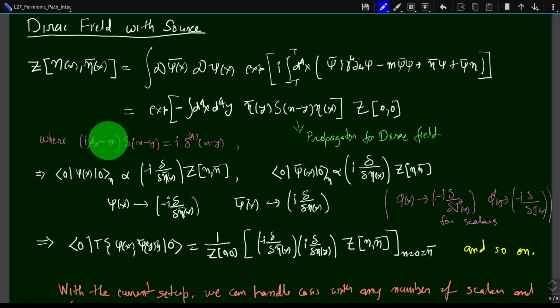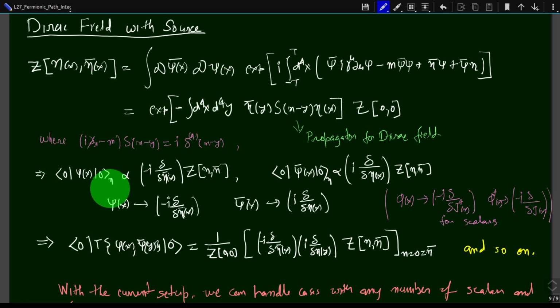Here I have this operator sitting as a matrix between psi bar and psi, that is i del slash x minus m, acting on S(x minus y) gives i times delta 4 of (x minus y). This is my Green's function for the Dirac equation. So the inverse of this, if I put it back into the expressions, gives the partition function for the free Dirac theory.